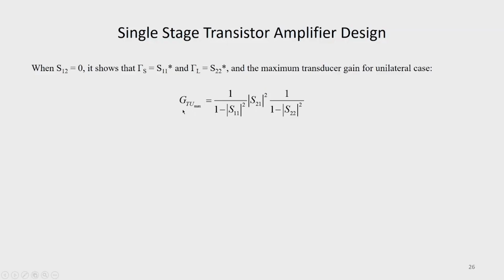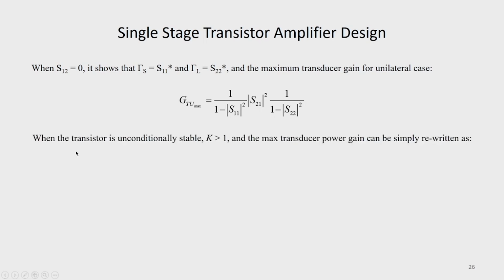For a unilateral transistor, GTU max is 1 by 1 minus mod S11 square, into mod S21 square, into 1 by 1 minus mod S22 square.